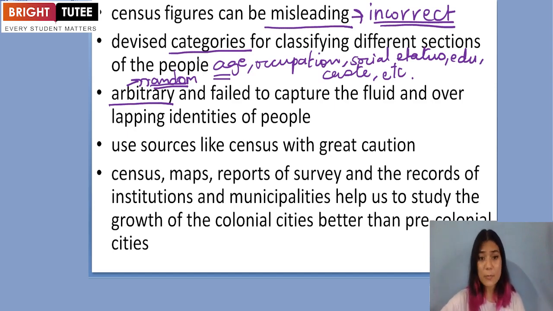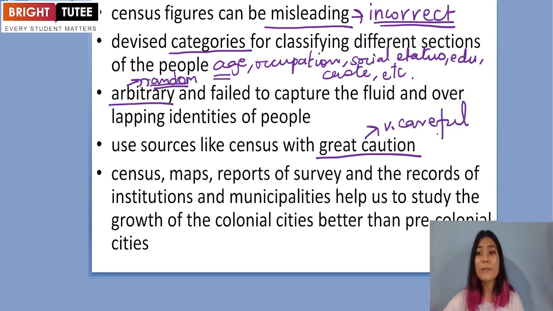Alright, that is why when we use sources such as census reports, which are very important for the study and understanding of urban colonial cities and towns, we have to use them with great caution. We have to be very careful while we use them, because we have to always remember that they can be misleading. We have to try to read between the lines.